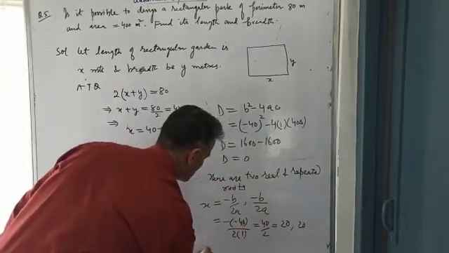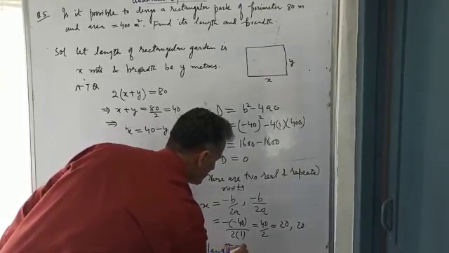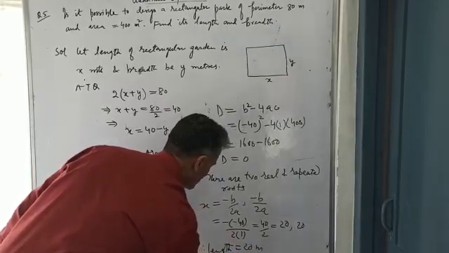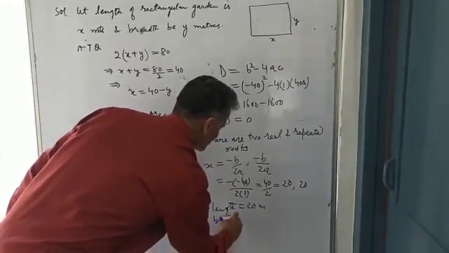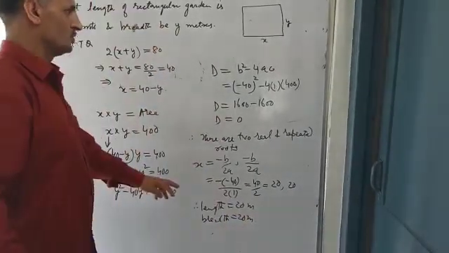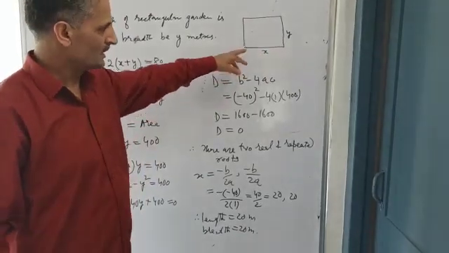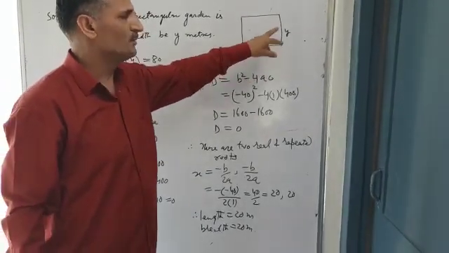So x, the length, is 20 meter, and breadth is 20 meter. So this is possible. If length is 20 and breadth is 20, it is possible because a square is a rectangle.